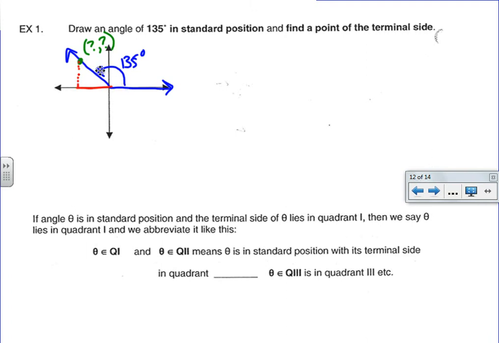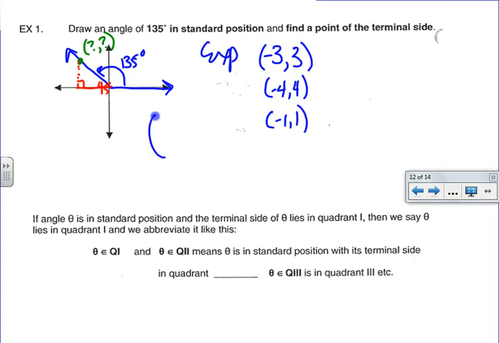If this is 135 degrees, that means right down here, this has to be a 45-degree angle. So I think, again, we've got a 45, 45, 90 triangle, which means that the horizontal and the vertical legs have to be the same distance. So as an example, if I went left 3 units, because left is negative, I'd have to go up 3 units. So that would be one example of a point on the terminal side of that ray. It could be negative 4, 4. It could be negative 1, 1. So to generalize our point, it would have to be negative a, comma, a for any positive a value.